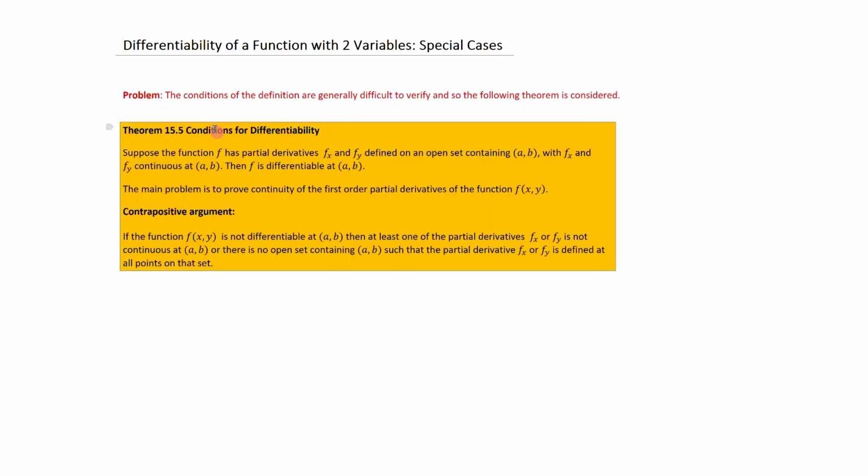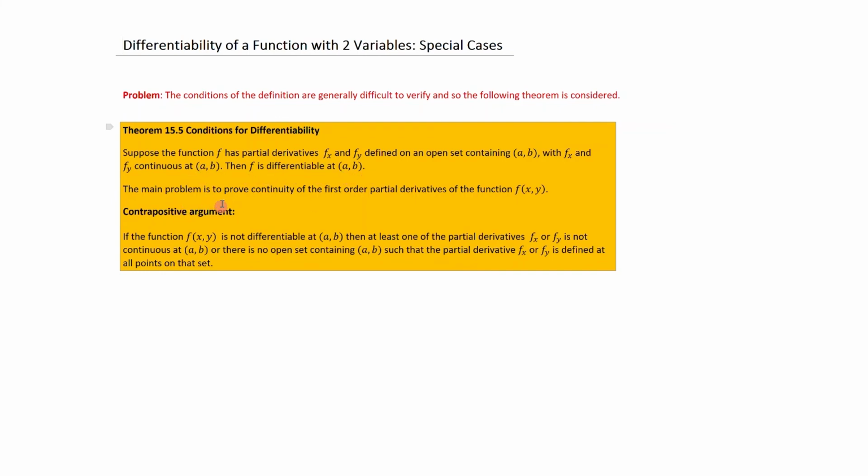All right, so let's look at some special cases. Normally, it's difficult to do all these types of calculations because at some point you may not be able to prove if the limit exists or does not exist, or if the limit goes to 0. So these are specific cases which are convenient because they give you an answer immediately. One of them is the conditions for differentiability, theorem 15.5, and it states that suppose the function has partial derivatives fx and fy defined in an open set containing (a, b), with f partial x and f partial y continuous at (a, b), then we can say f is differentiable at (a, b).